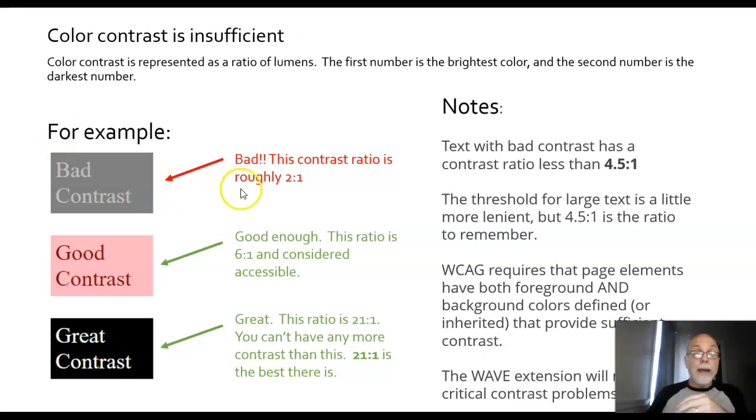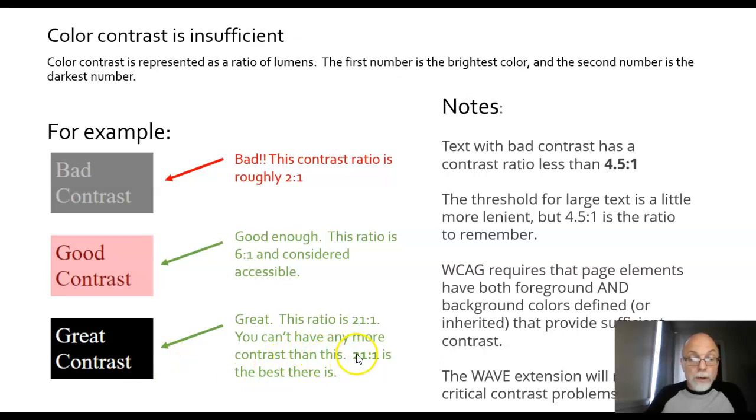So this is bad because the color contrast ratio here is 2 to 1. And you can see that's gray text on a gray background. Hard to read. Here I have red text on a pink background, and the contrast there is 6 to 1, and this is considered accessible. 6 is greater than 4.5, right? So good. This is great contrast. You can't get any stronger than this.